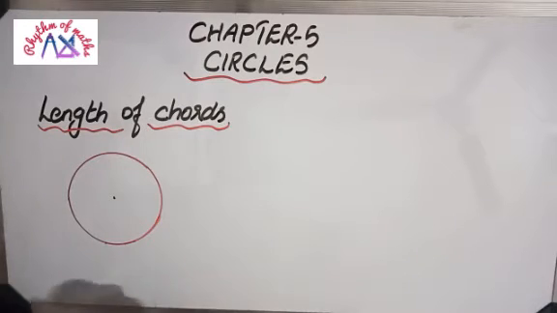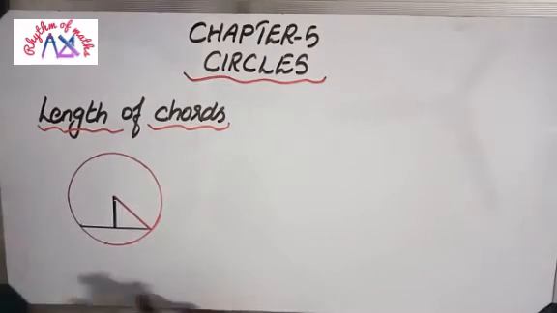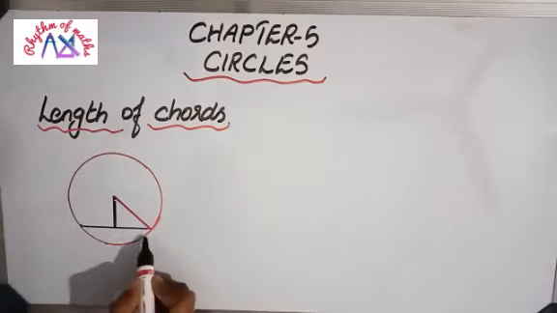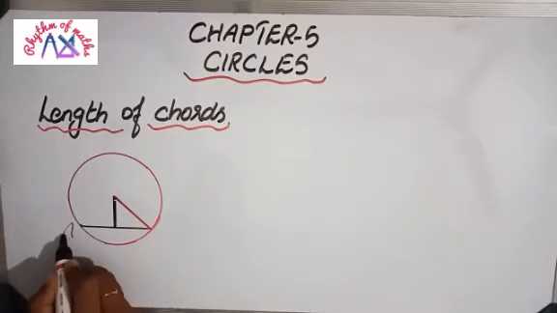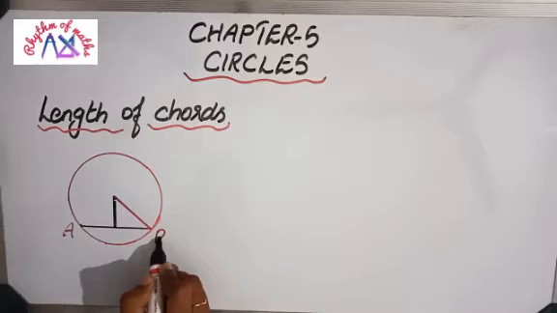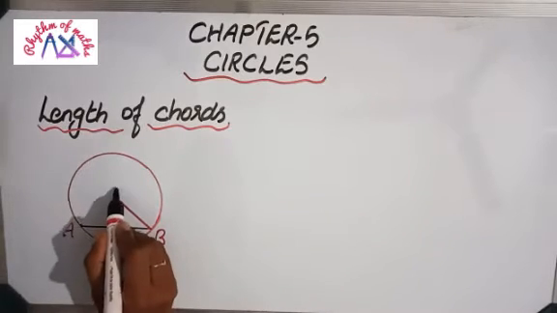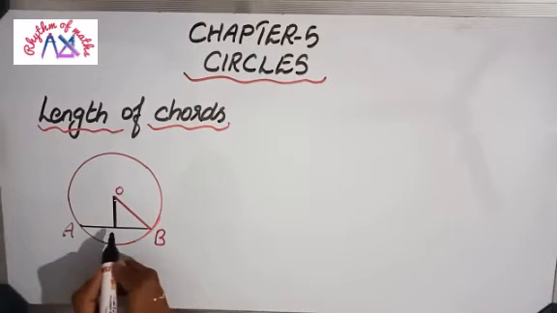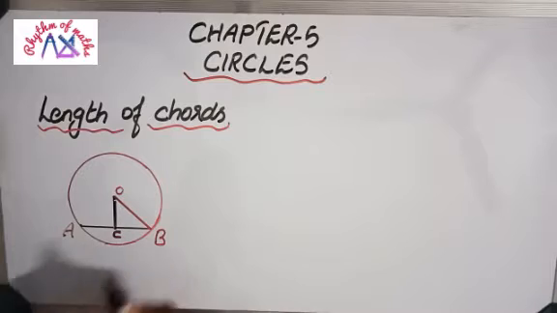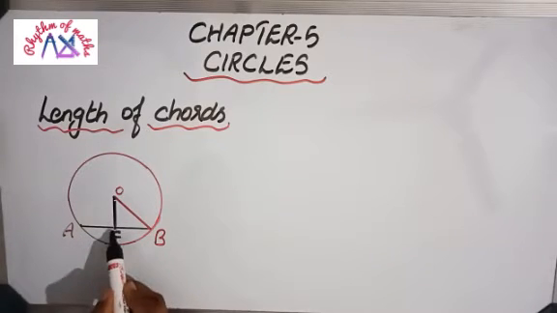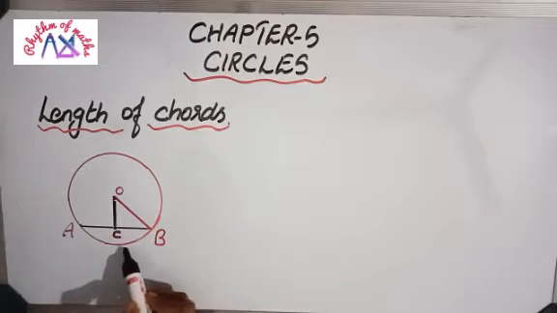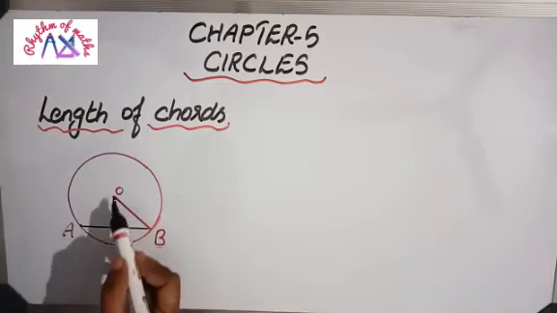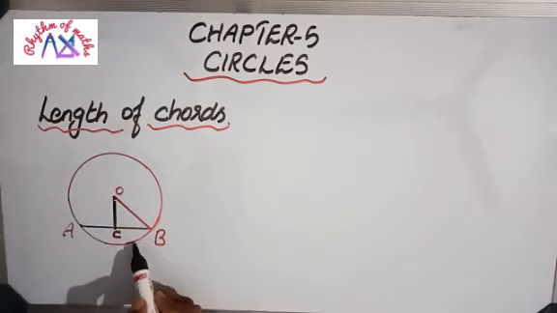Let me show you. Here you have one circle. In the circle, this is a chord, a line joining two points on the circle. So AB is a chord. Here O is the center of this circle. Let's mark this point as C. This OC is the perpendicular distance from the center to the chord AB.